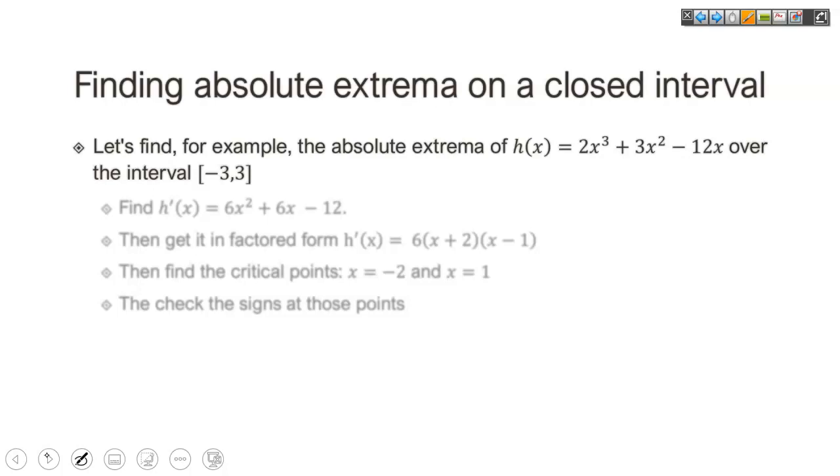In order to find your absolute extrema, you need to find the critical points of the derivative. So we're going to find our derivative, find the critical points of the derivative. In this case, the critical points are -2 and 1. And then once we have our critical points, we need to know what is happening around them. So we're barricaded in by -3 and 3. I have critical points at -2 and 1. So what that means is if you wanted to find the absolute extrema, you would have to check -3, -2, 1, and 3 in the original.